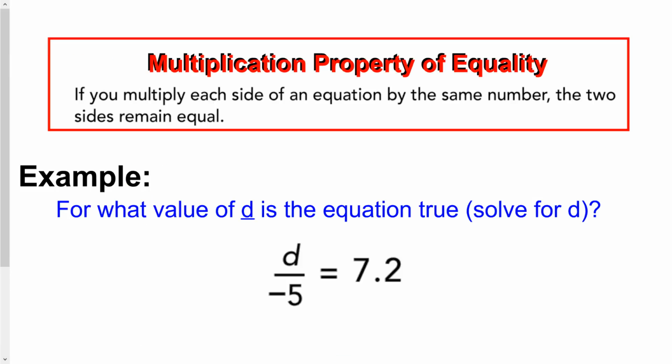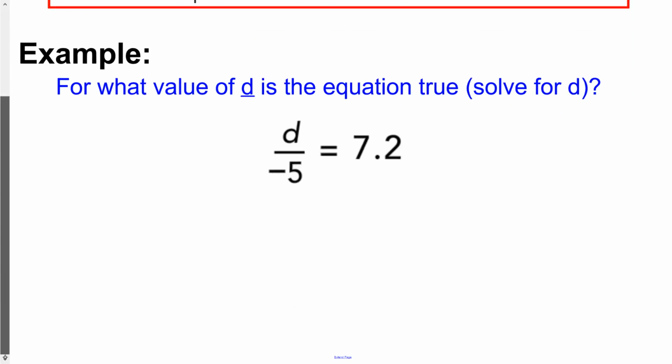For what value of d is the equation true? In other words, we're going to solve for d. And in our previous videos, solve for d just means isolate d. We want to get it all alone, but right now, it's not alone. So how do we get it alone? Well, we've got to remove everything else that's touching it. In this case, I have to get rid of this fraction bar, -5. And it means we have to kind of recall what this bar actually means. And that bar actually means divide.